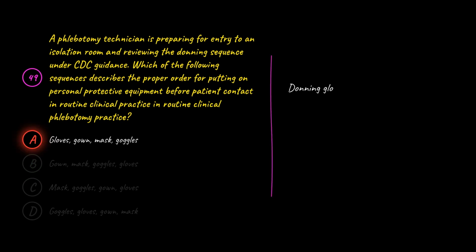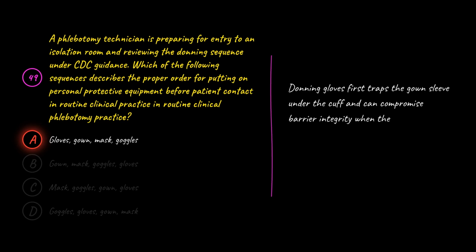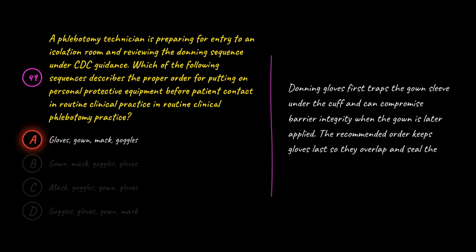A is wrong because donning gloves first traps the gown sleeve under the cuff and can compromise barrier integrity when the gown is later applied. The recommended order keeps gloves last, so they overlap and seal the gown sleeve at the wrist.